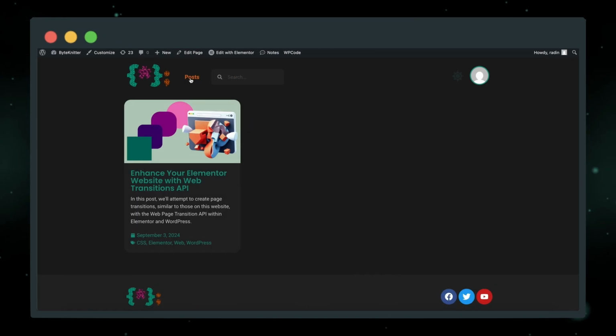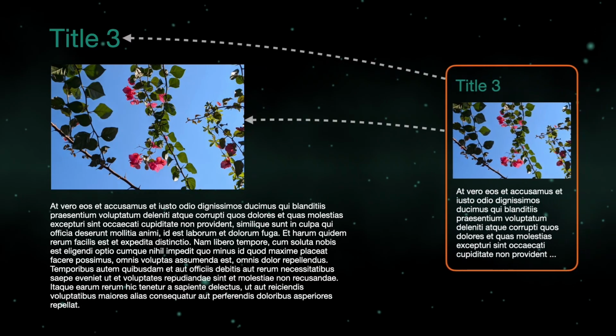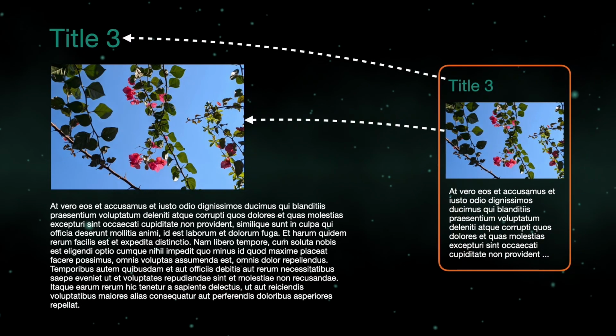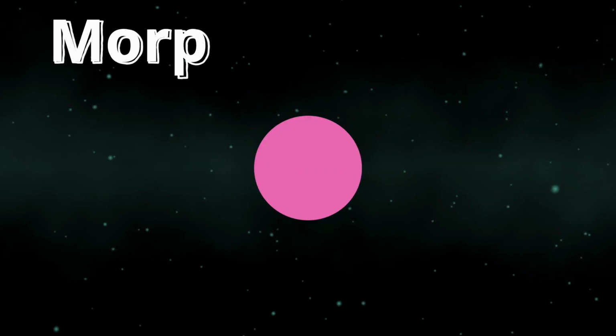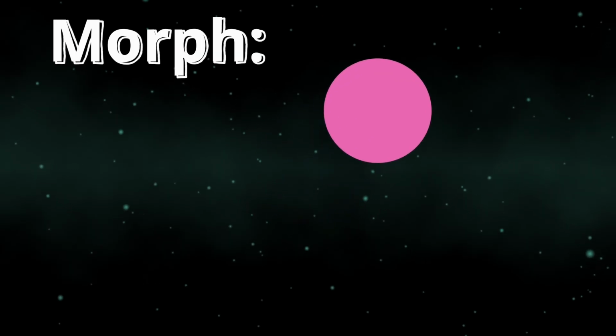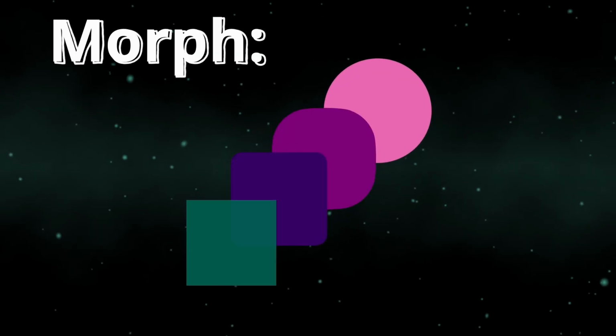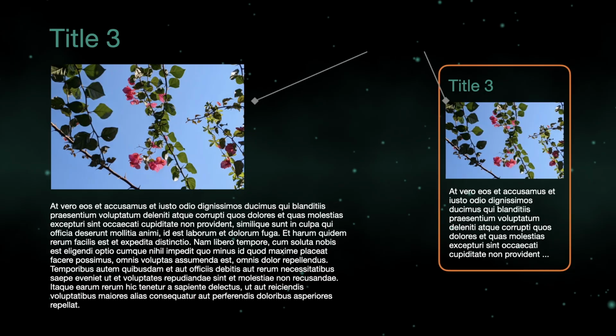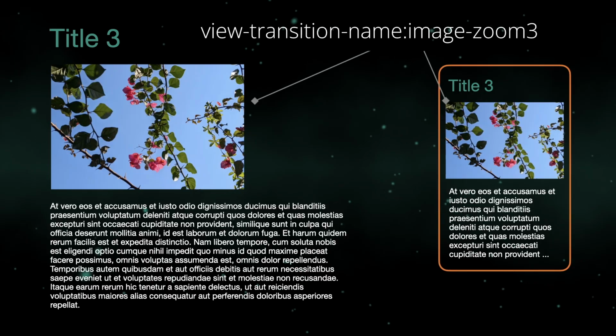But wait, that's not all. We can do even better. If you want two elements, say a featured image on two different pages, to smoothly morph together during a transition, this API can make it happen. All you have to do is set the same view transition name for those elements on both pages, and that's all. They'll morph together like magic. Here's how you do it.